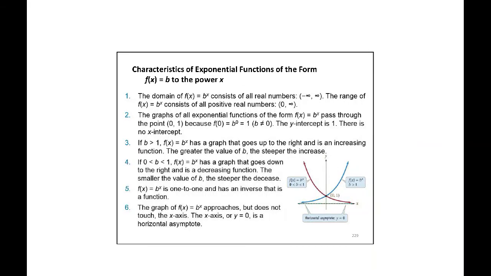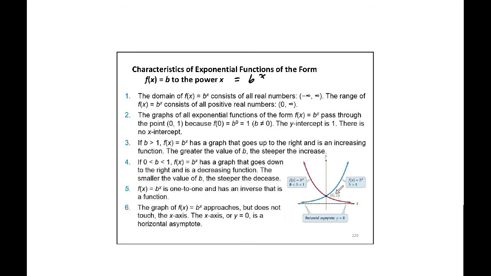Now we can state some characteristics of exponential functions of the form f(x) = b^x. We can, of course, write that as f(x) = b to the x. And here we have a couple of graphs. Here's one function where b, the base, is greater than 1, and here's another where it's between 0 and 1.